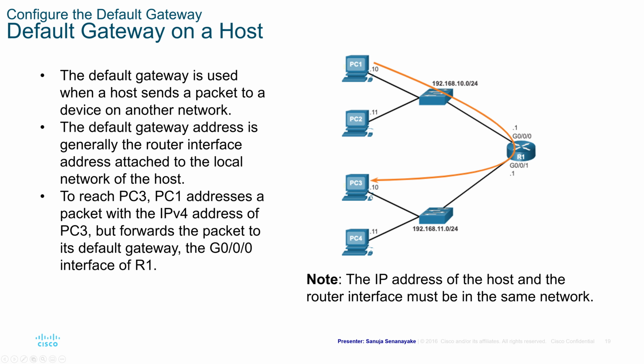However, this one is different. This is 11.10, but that's why it has a different interface on this side of the router, which is going to be 192.168.11.1 here. But here it's 192.168.10.1, which is associated. This PC can be associated with that default gateway interface.